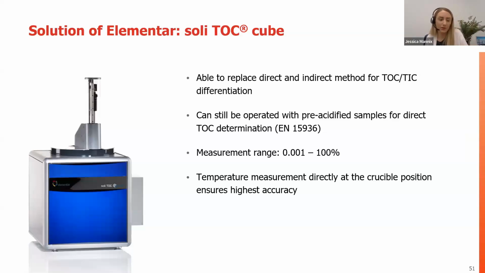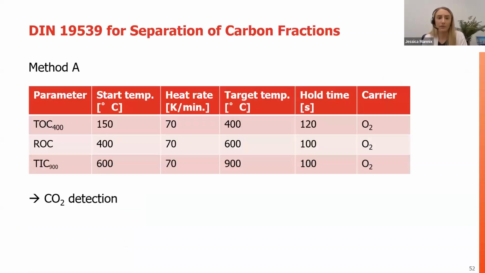And so Elementar's solution for this was the Soli TOC cube. And this is our instrument that can ramp temperatures. We go from 400 to 600 to 900 degrees in order to quantify that organic carbon, that elemental carbon, and that inorganic carbon. This is all in the presence of oxygen gas as a carrier. There's a secondary method where we do switch in the middle, and we go from oxygen to nitrogen back to oxygen. We call that the gas switching method, with the middle stage being pyrolysis.